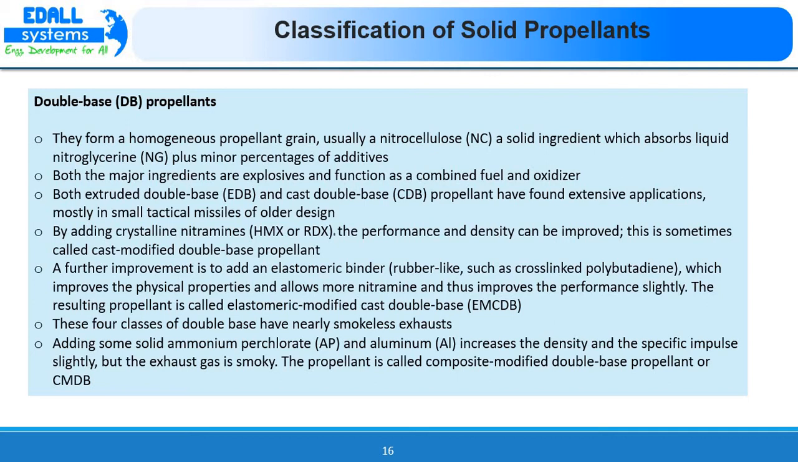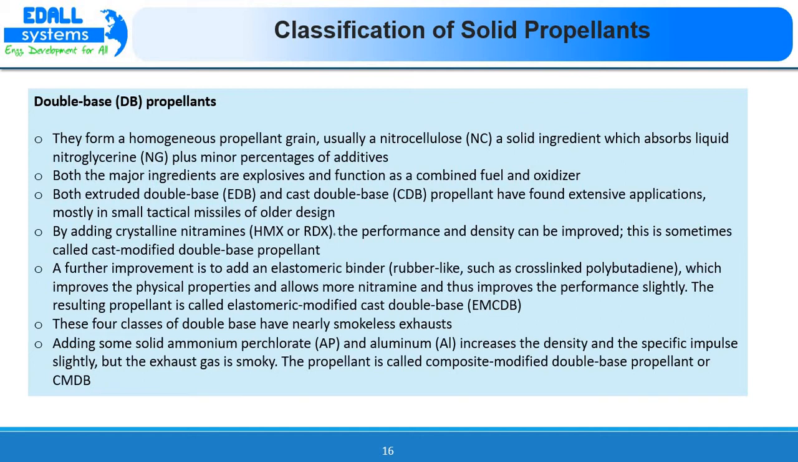Usually it consists of nitrocellulose, that is, a solid ingredient which absorbs liquid nitroglycerine plus minor percentages of additive. So in double-base propellants, the nitrocellulose is the solid ingredient and the nitroglycerine is the liquid fuel, and with the help of the extrusion process, these two are combined together and a double-base propellant is formed with some minor percentages of additives. Both the ingredients which are used are explosive and function as a combined fuel and oxidizer.